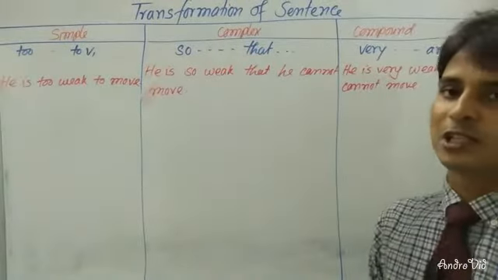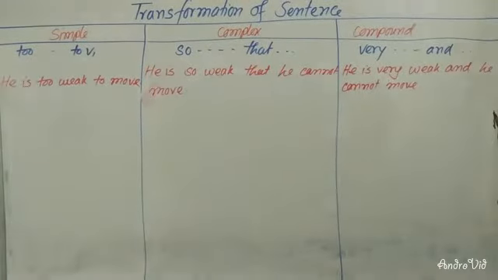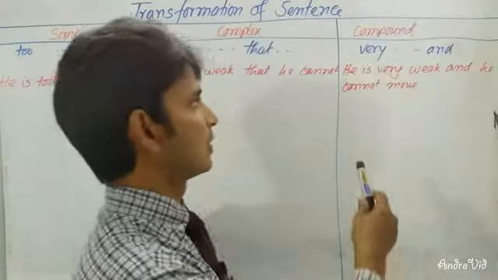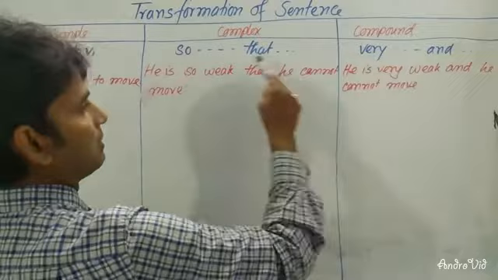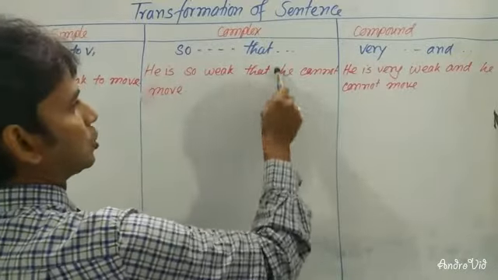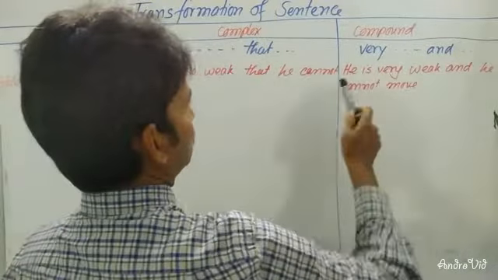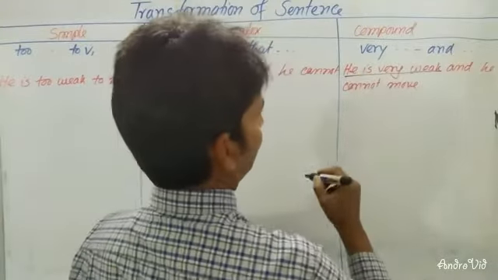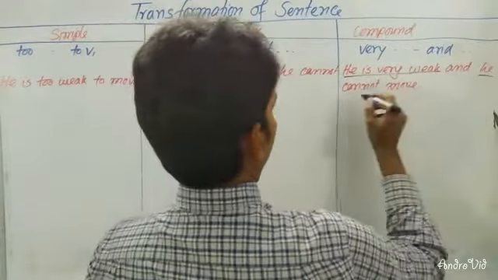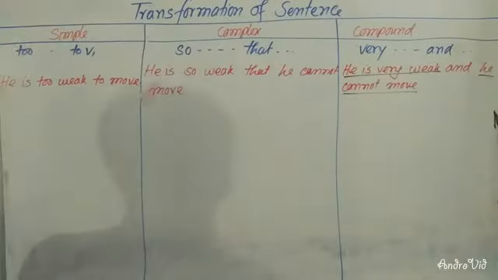At the time of changing into a compound sentence, you will have to use "he is very weak", so instead of "so" you will have to use "very", and instead of "that" you will have to use "and". So you can see that there are two clauses here: he is very weak, and he cannot move. There are two independent clauses.